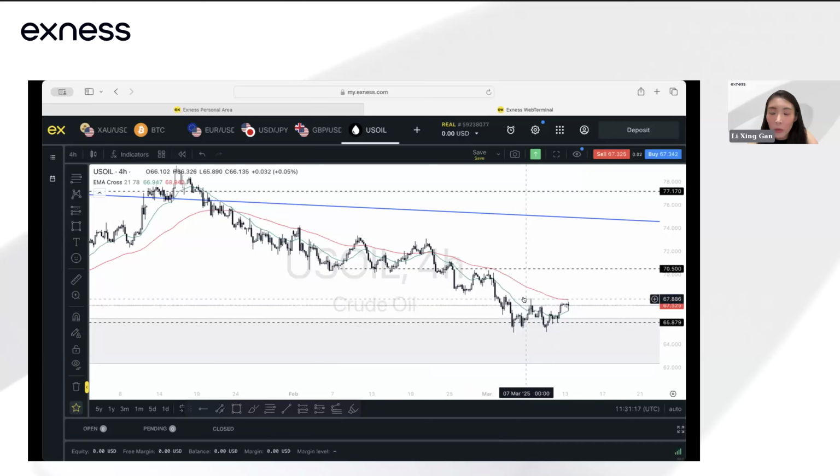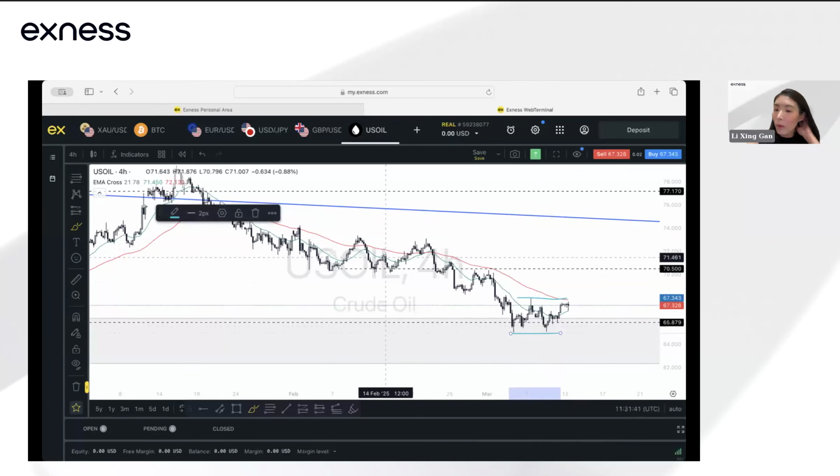So this area, we need to wait for price to break above this high on the 4 hours, 67.80 region, this zone, for indication of a further move to the upside. So this is the zone that I'll be watching on the lower time frames, this area. But also bearing in mind that oil prices are very much driven by fundamentals, as well as market sentiment.